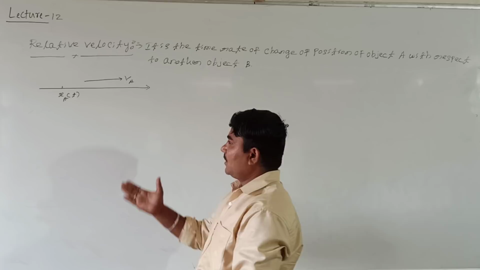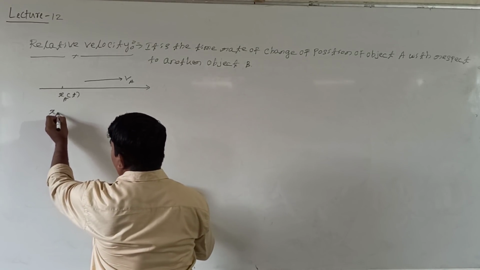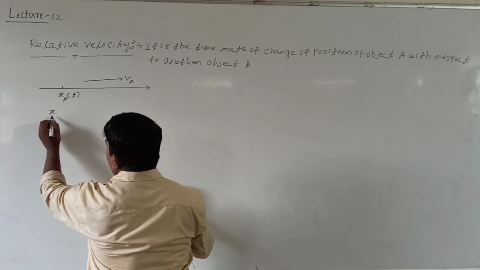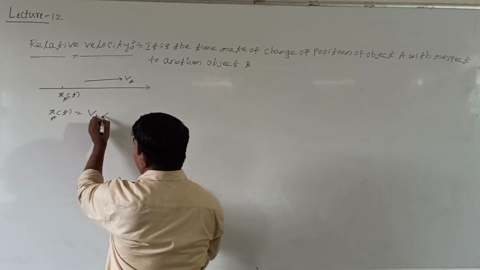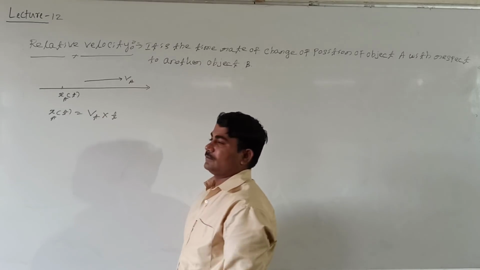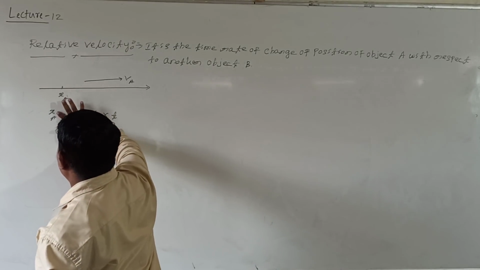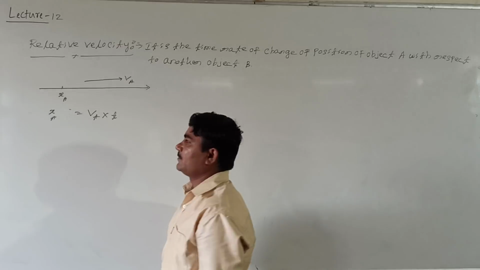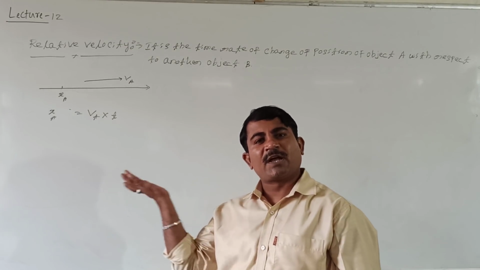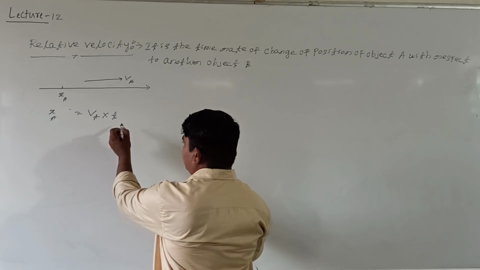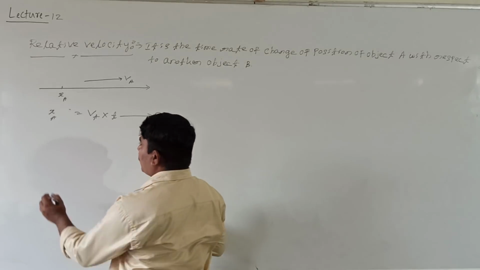Then what is the distance traveled by this body? The distance traveled, xa, the position of object A in the time interval t, is velocity into time. Because velocity is equal to distance by time, or distance is equal to velocity into time. This is one equation.